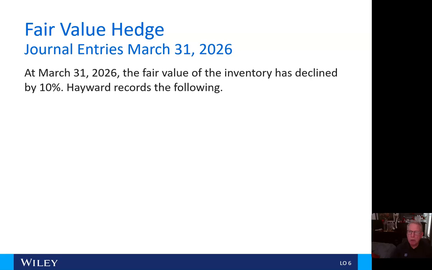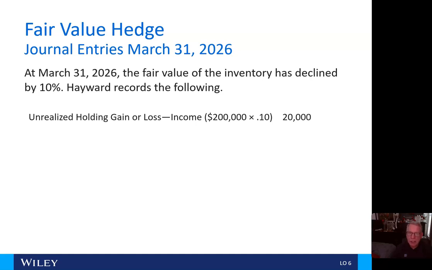Now, what are those journal entries? At March 31, 2026, the fair value of the inventory has declined by 10%. So Hayward records the following. The unrealized holding gain or loss dash income is debited for $20,000, representing $200,000 times that 10% decline. And the allowance to reduce inventory to fair value is credited for that $20,000.